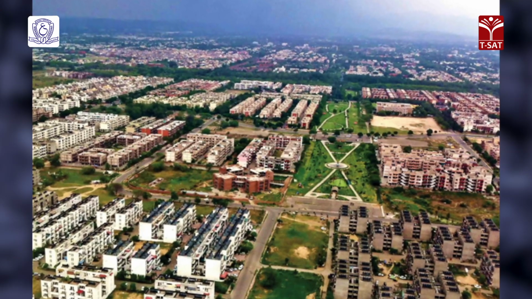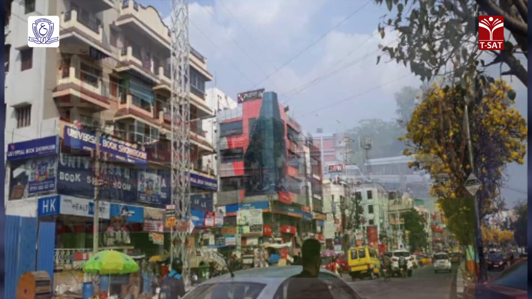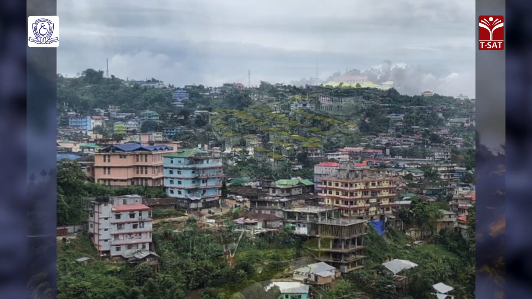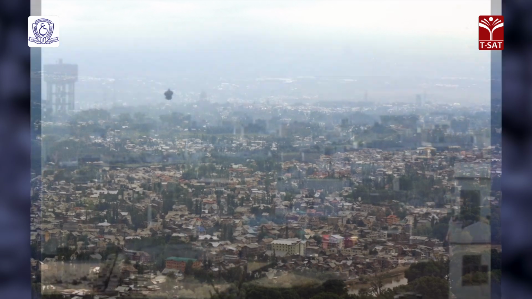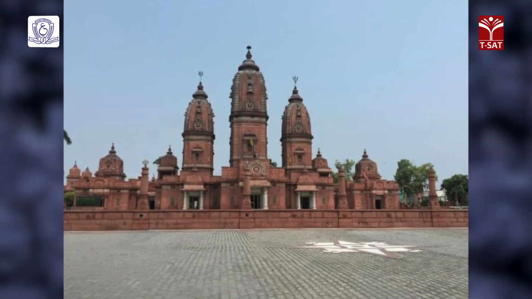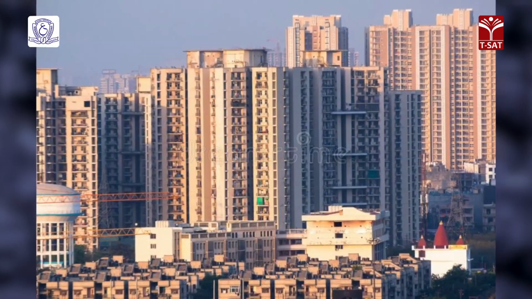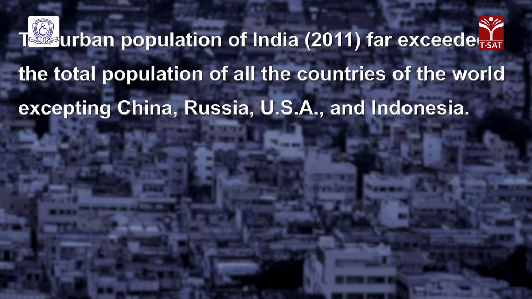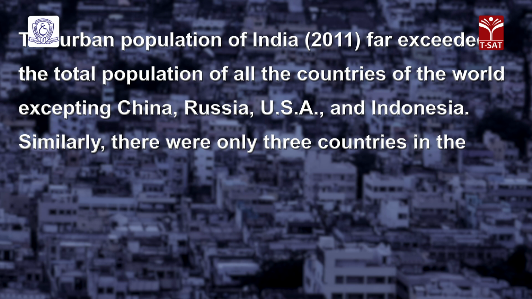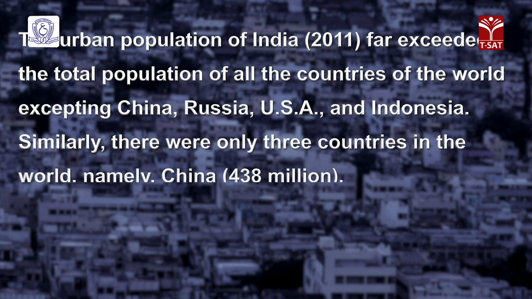The cities of Chandigarh, Panchkula, Pepanagar, Yamunanagar, Itanagar, Williamnagar, Pulwama, Sonmarg, Badgam, Batala, Nangal, Modinagar, Dadri, Noida, etc. are some of the examples of newly developed towns and cities. The urban population of India as per the 2011 census far exceeded the total population of the countries of the world excepting China, Russia, USA and Indonesia.